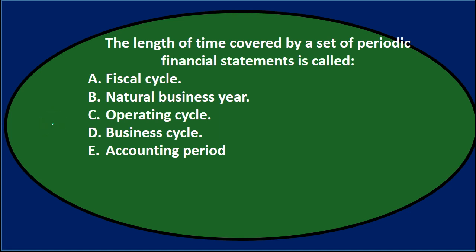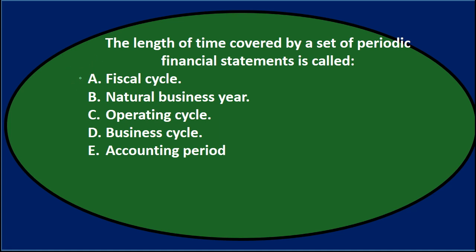The length of time covered by a set of periodic financial statements is called A, fiscal cycle, B, natural business year, C, operating cycle, D, business cycle, E, accounting period. So once again, we're looking for the length of time covered by a set of periodic financial statements. So if we go through this, we could think through this.